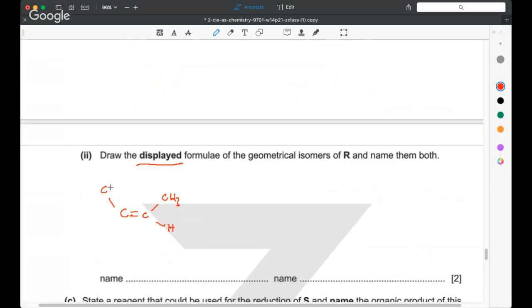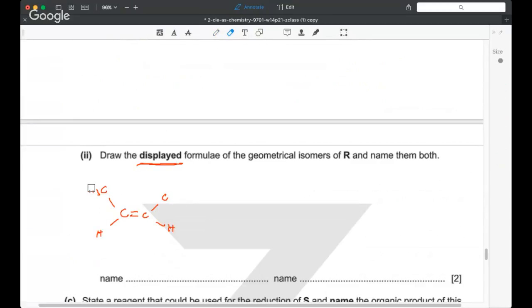Okay, that's the cis isomer, isn't it? Actually, what I'm going to do there is just make sure it's absolutely clear that there's a carbon-carbon bond there. Can't get that wrong. Now, the examiner was saying, well, okay, a lot of students wrote that, but it's not strictly a displayed formula, because the displayed formula shows every single atom and every single bond. So students lost marks for doing that.